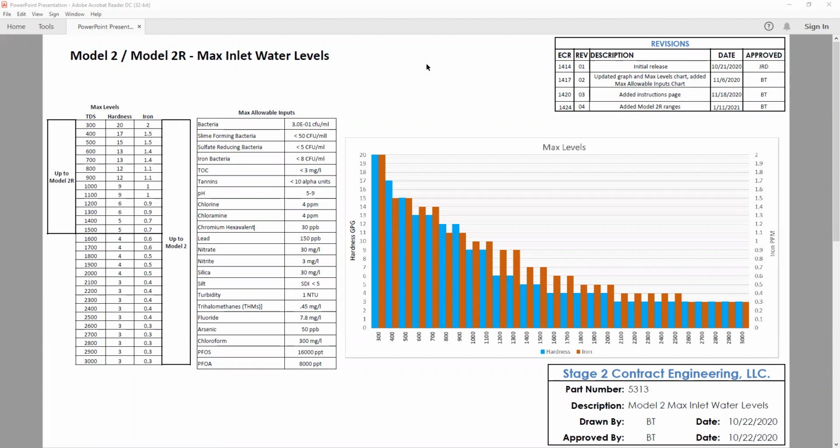Hello, and today I'm going to take you through our Model 2 and Model 2R Max Inlet Water Level graph. This is a tool to help you determine if and when you need to install pretreatment based off your water chemistry report for the water.